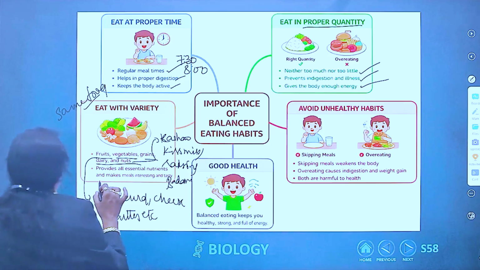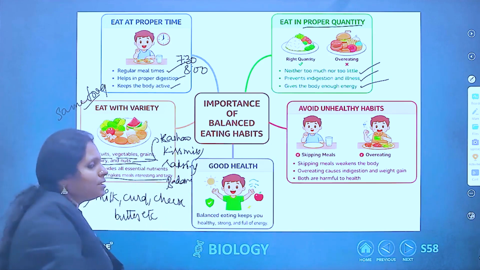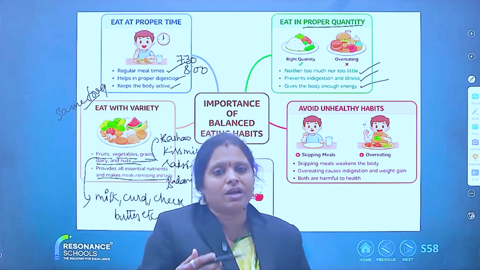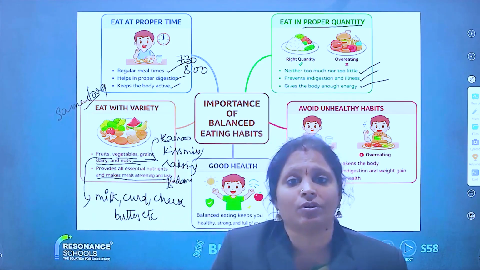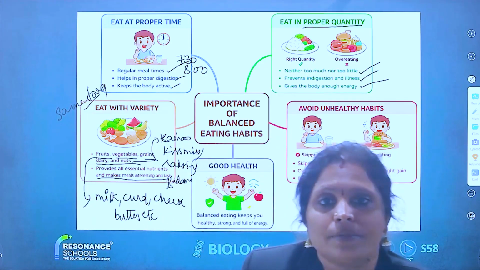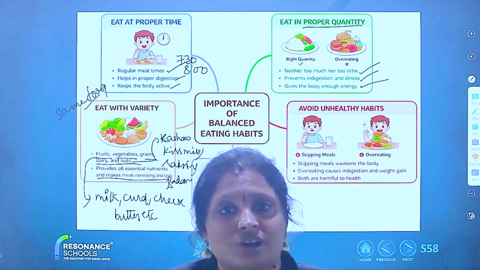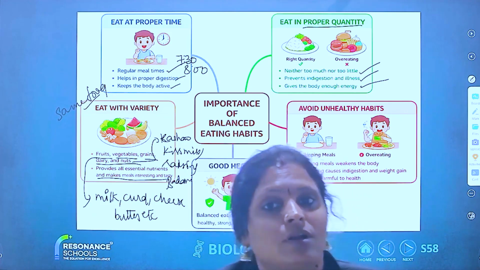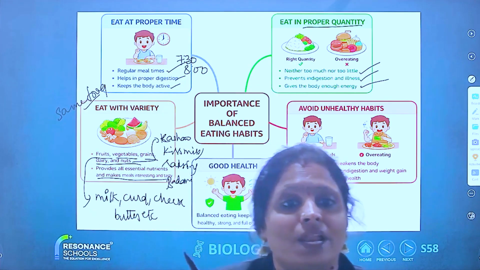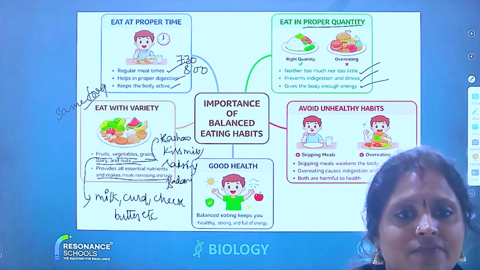Provide all essential nutrients and make meals interesting and tasty. Try to eat different kinds of food. Tasty food only. Ma'am, you are saying to eat all the food, I will eat all the junk food which is available. Shravanti ma'am said to eat all the food. Don't eat all the food. I am telling you to eat healthy food.